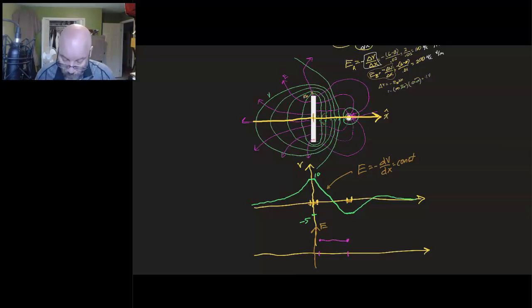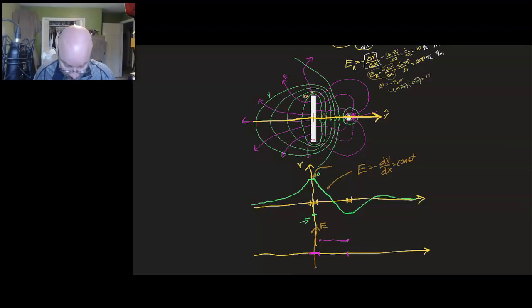Now, what about this area on the bar? On the bar, the voltage is all 10. So it's constant. What's the slope there? It's 0. That means across my bar, the electric field is actually 0 like this.